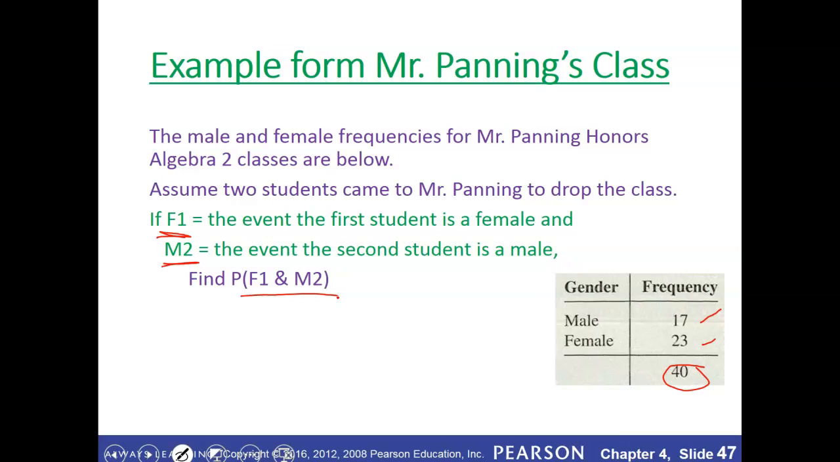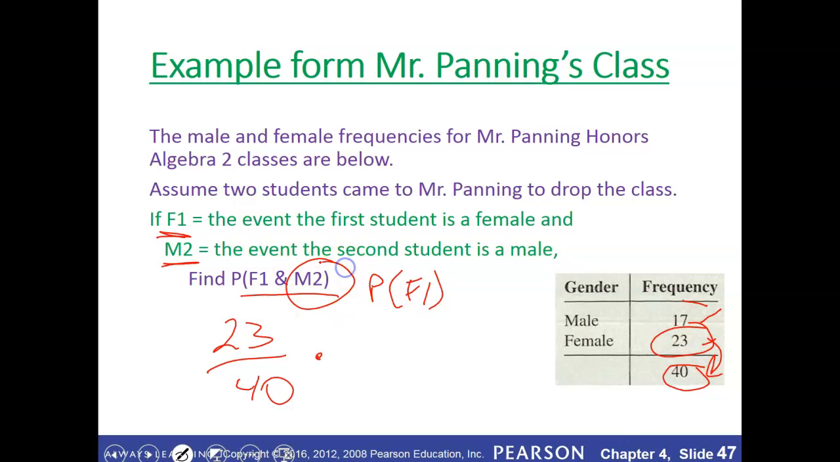Well, if we use the formula here, we're going to first find the probability of F1, the probability that the first one was a female, and there are 23 females out of 40. So the probability that the first one was a female is 23 out of 40. And then we're going to multiply that by the conditional probability of the second one, which is the probability that the second student was a male. Well, we have 17 males in the group, and if the first one had already dropped, that means we only have 39 students left.